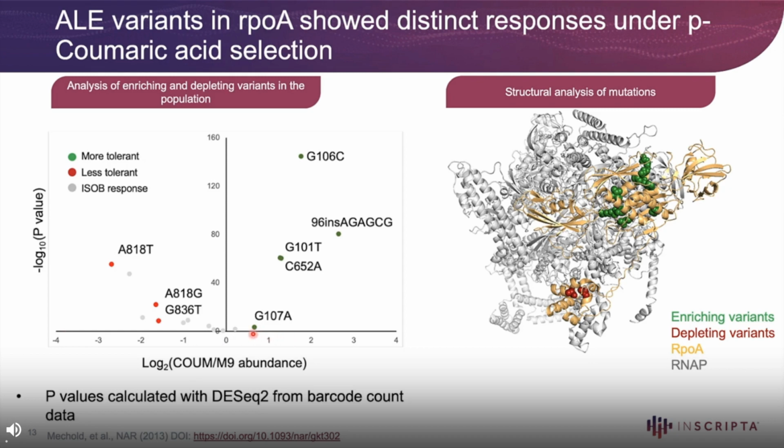And so these ones that were enriching, we would say that these are more tolerant to the coumaric acid, whereas the depleting mutations would be less tolerant. And when we actually look at all of these different designs, they are all in RPOA, and when they are mapped onto the structure of RPOA, the enriching variants map very nicely here onto the N-terminal domain, and the depleting mutations shown here in red map onto the C-terminal domain. So this really suggested that there is something going on between RPOA and the coumaric acid.